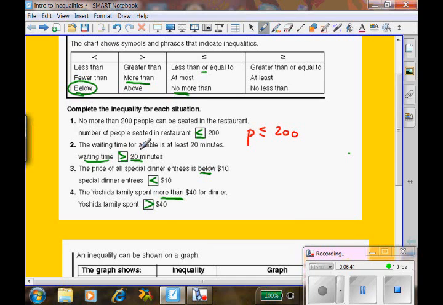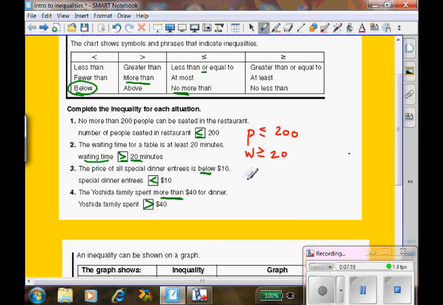The waiting time for a table is at least 20 minutes. So let's say W for waiting time compared to 20 minutes. Well, the amount of time you wait is going to be 20 minutes exactly, so we'll put our little equals, half of an equal sign in there. Or the waiting time is going to be more than that. It's going to be greater than, because it's 20 minutes or more. So that means the waiting time is greater than 20 or it is equal to 20.